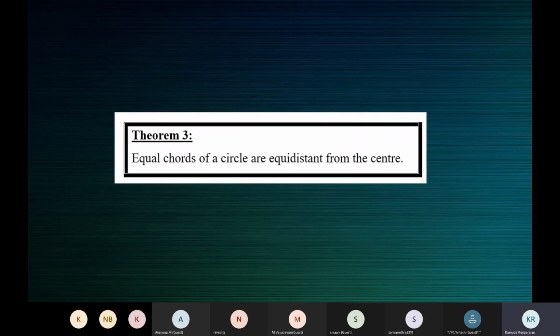Equal chords of a circle are equidistant from the center. If two chords are equal in length, then their distances from the center are also equal. Now see here, chord AB. Distance from the center O is always the perpendicular distance from the center. OM is perpendicular to AB. OM is also the perpendicular distance of the chord AB from the center.